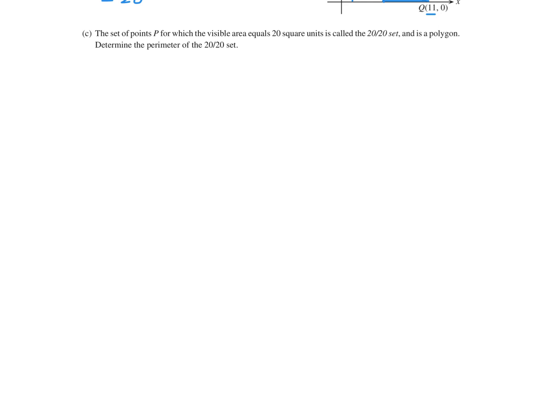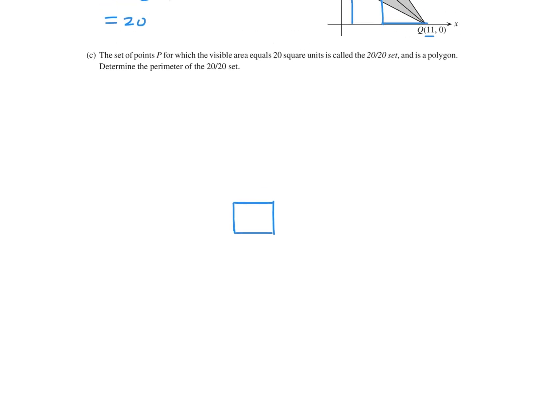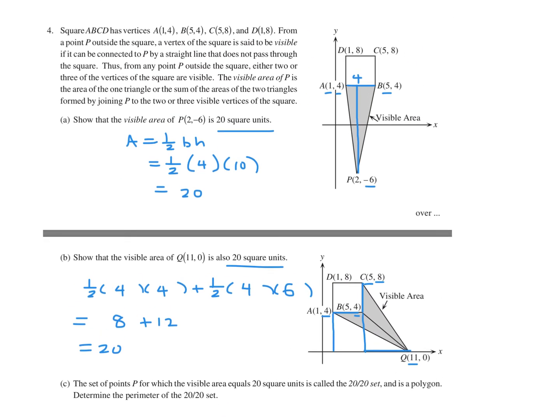And finally, the set of points P for which the visible area equals 20 units is called the 20/20 set, which is a polygon. Determine the perimeter of the 20/20 set. Okay. So I think what we have to do is just concentrate on that square and then see what happens. And then we're going to use part A and part B to help us out a little bit.